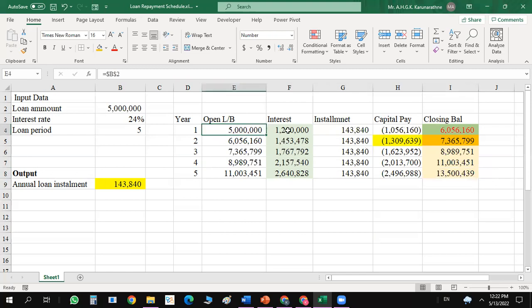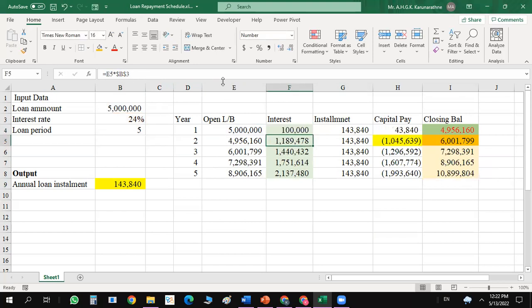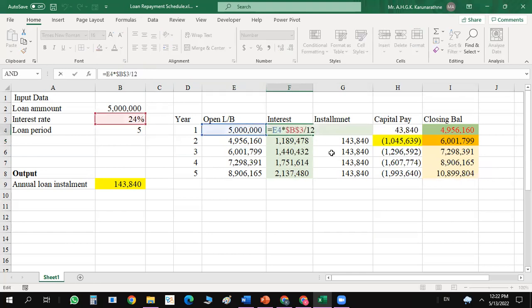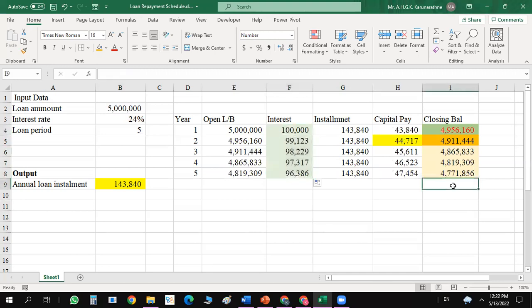We need to do some revisions to interest. Interest compute: the annual interest rate should be divided by 12 for monthly interest computation. Right? Then it should be copied for the others. Right. Now it's correct. Okay.